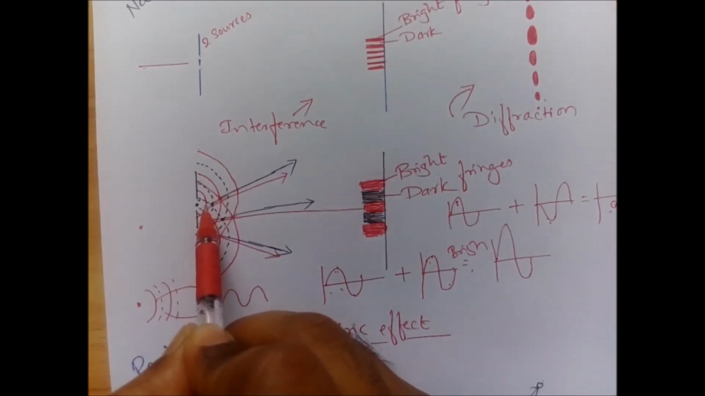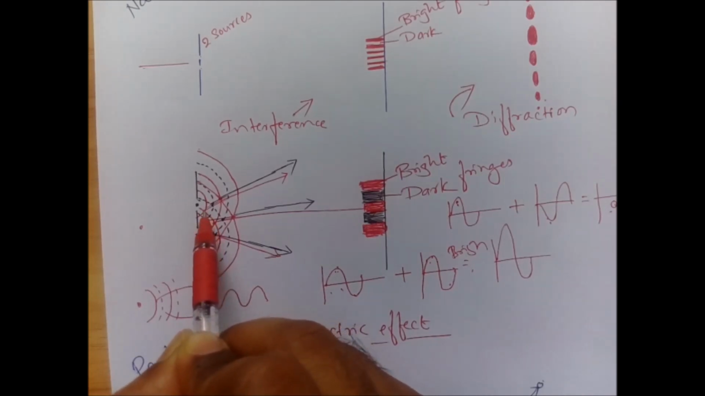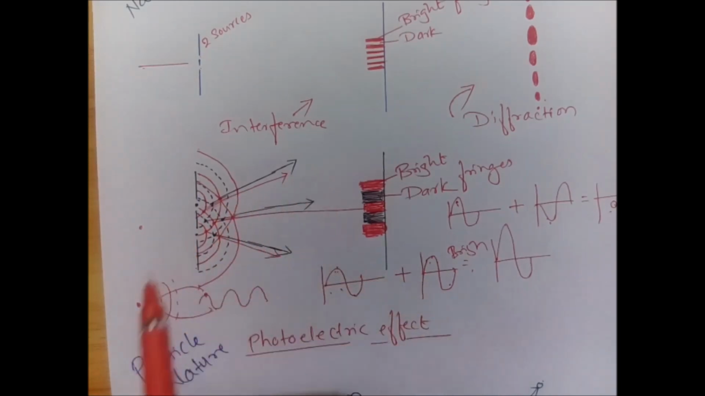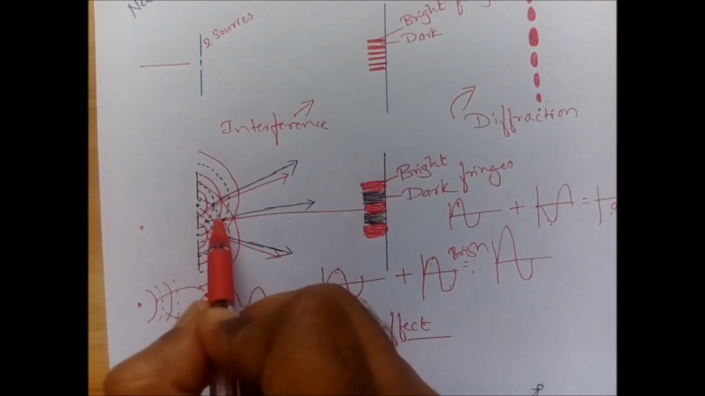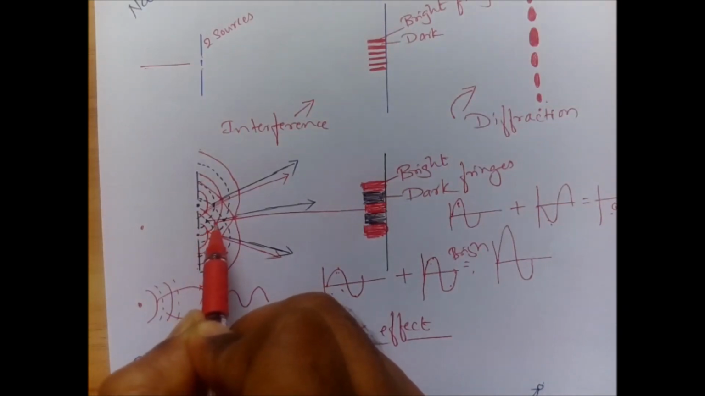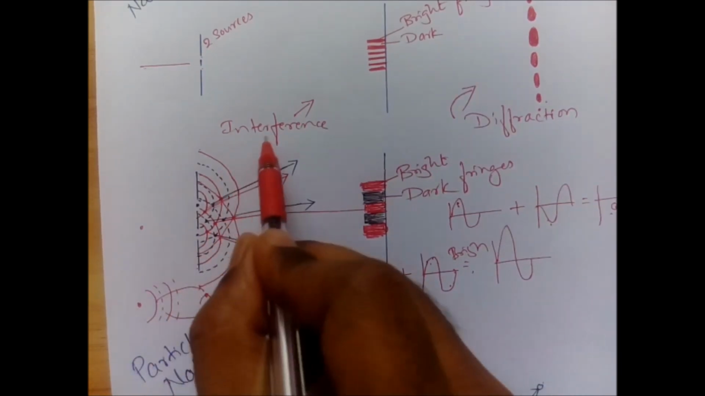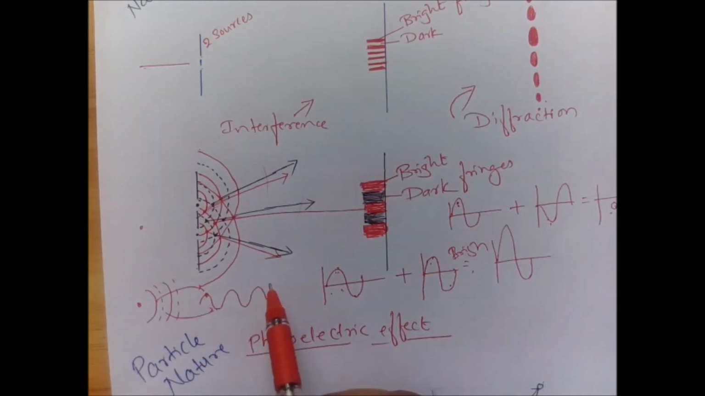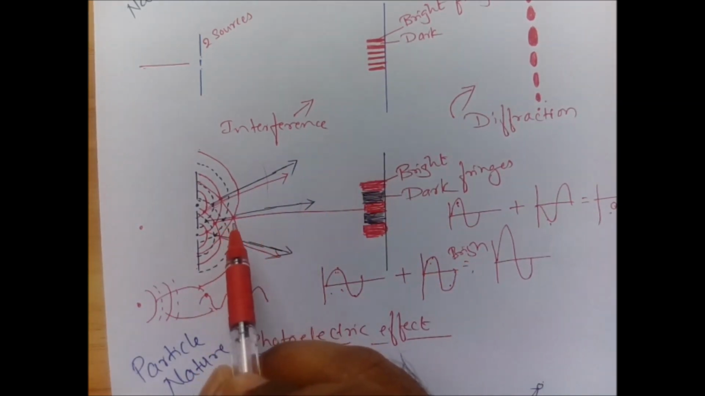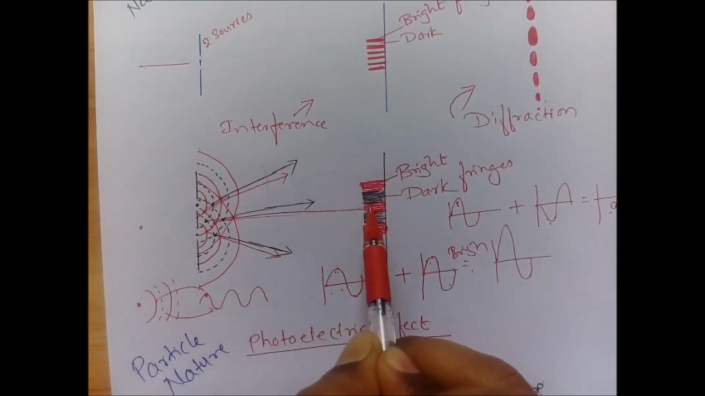This is the crest which is falling on the crest. At this point it is falling and it is giving rise to the bright fringe. So here it is the solid line which is falling on the solid line. That means the crest is falling on the crest. Here also the crest is falling on the crest, and similarly we will be having so many light waves which are falling on each other, and the effect of that will be the bright fringe here.